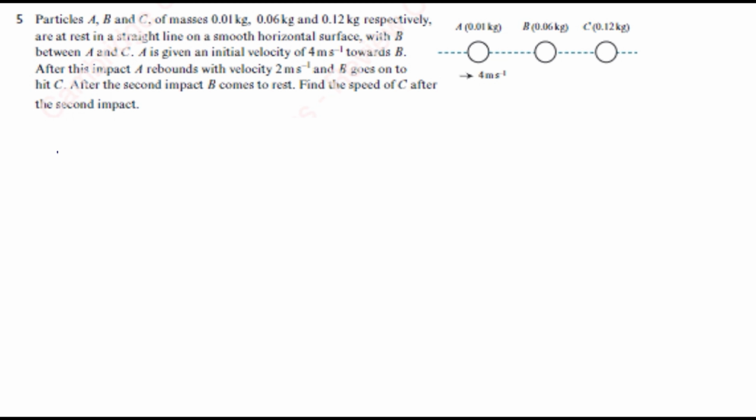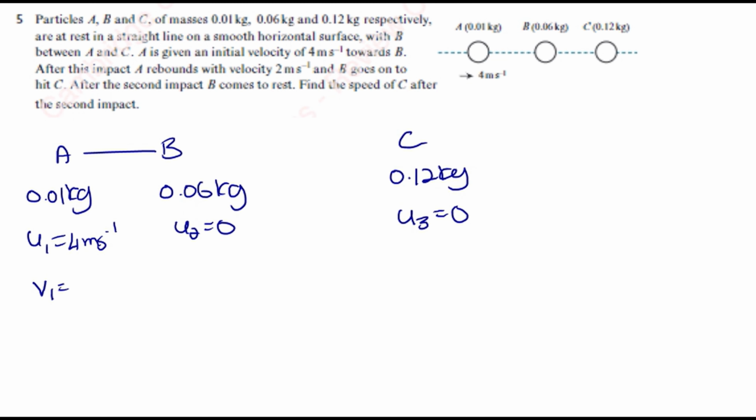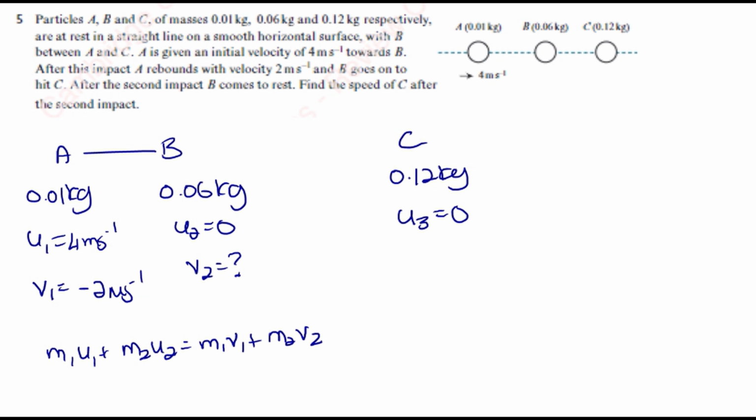Okay, so we're going to consider A's mass to be 0.01 kgs and B's to be 0.06 kgs. The final velocity for A is minus 2 meters per second. B goes on to hit C. Okay, so we need to find what V2 is, right? So we're going to say M1U1 plus M2U2 equals M1V1 plus M2V2. So 0.01 times the initial velocity of A, which is 4, plus B is at rest, so it's not moving.